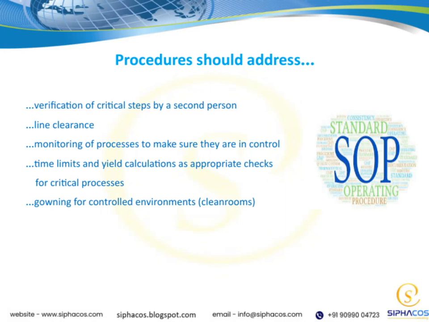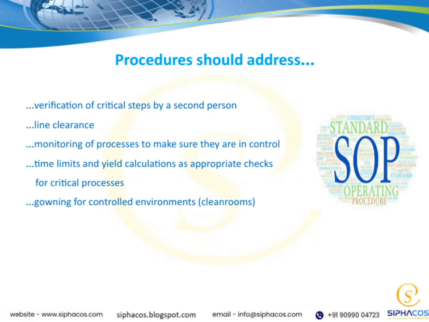Let's talk about some critical steps to ensure quality and safety in our processes. First, having a second person verify key steps is essential because it helps catch errors that one person might overlook. It's a simple but powerful way to add an extra layer of assurance. Next, line clearance is vital. Before starting a new batch or process, we need to make sure the line is clean and free of contaminants or previous materials. This step prevents cross-contamination and maintains product integrity.